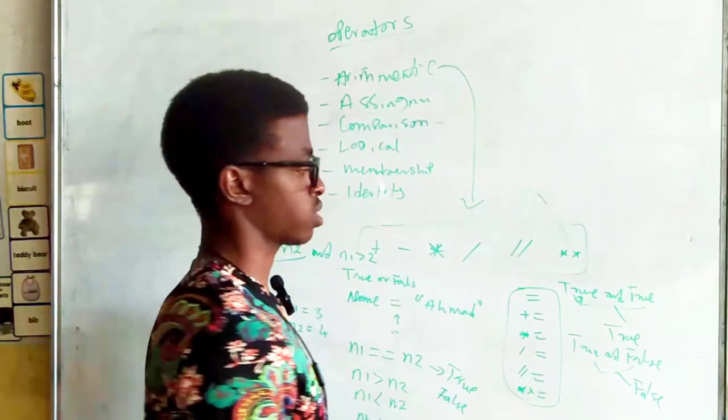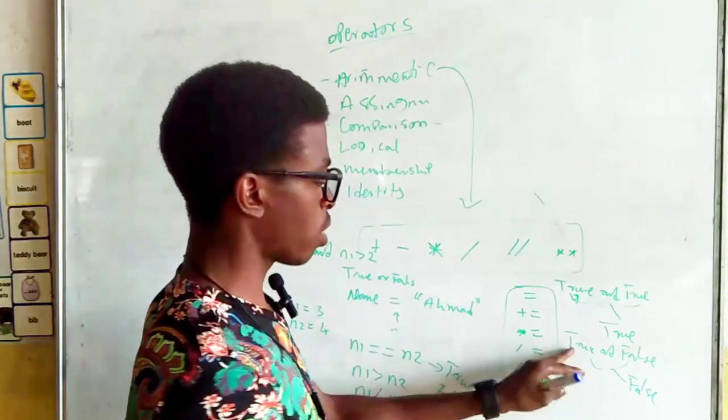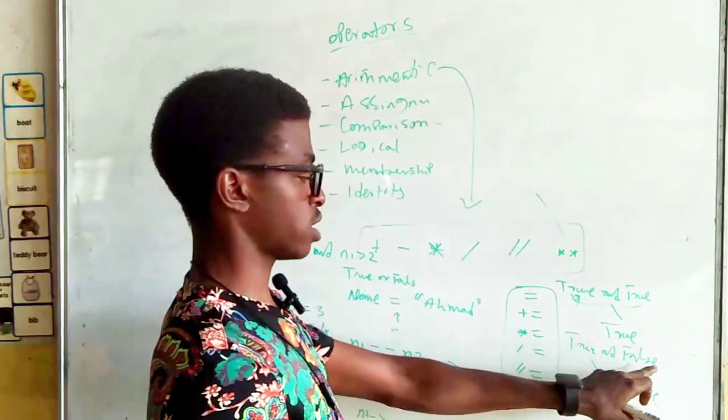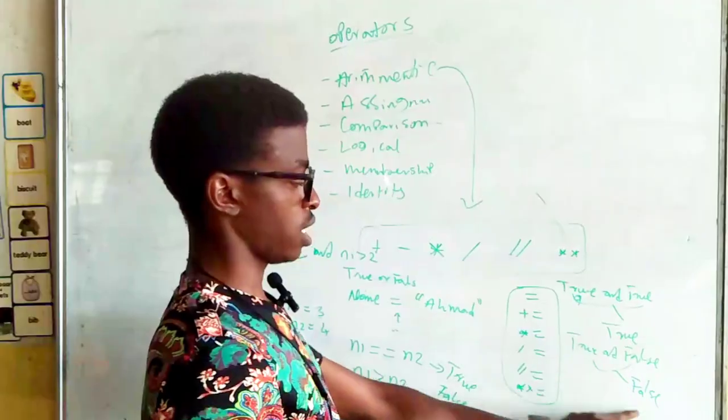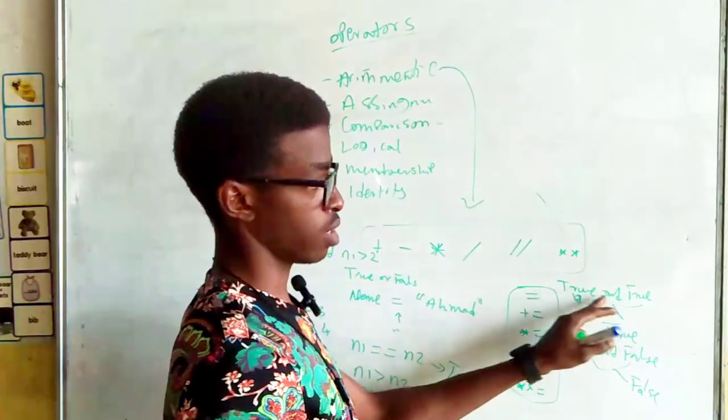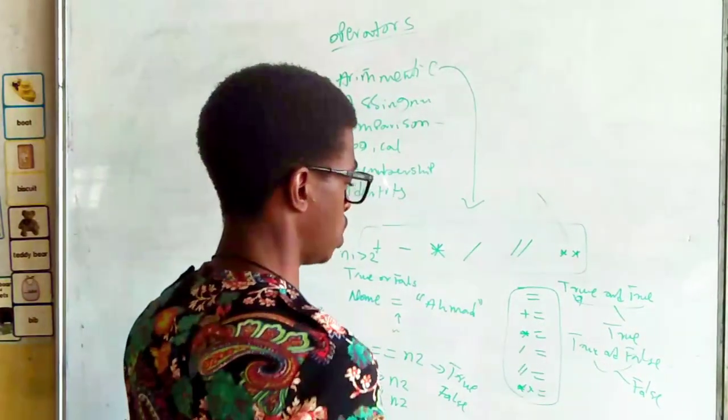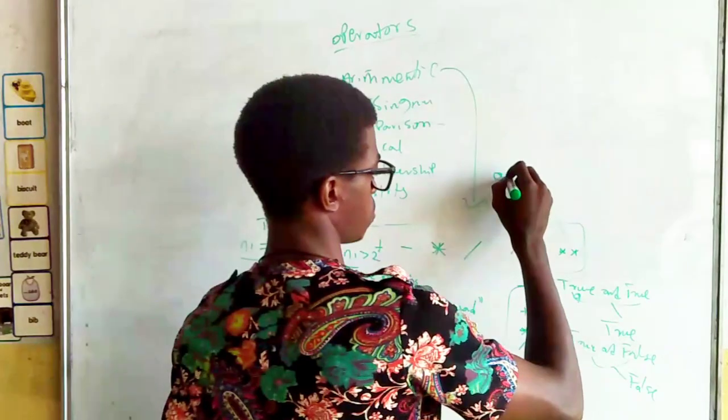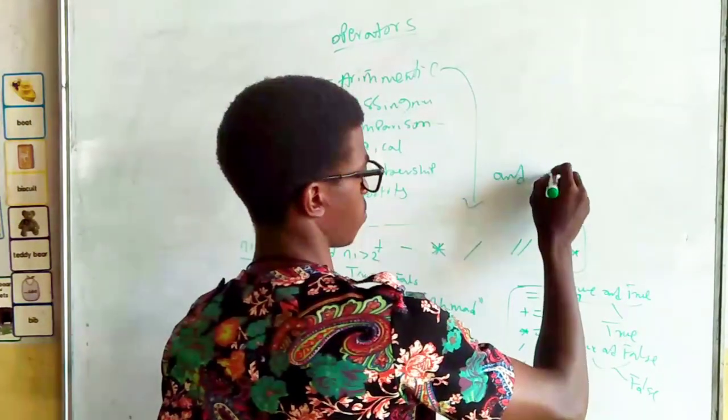This is how it works. If one of them, either this side or that side, is false, then the answer is false. But if both of them are true, then it's true. Then after an operator, after the logical operators, we have OR.